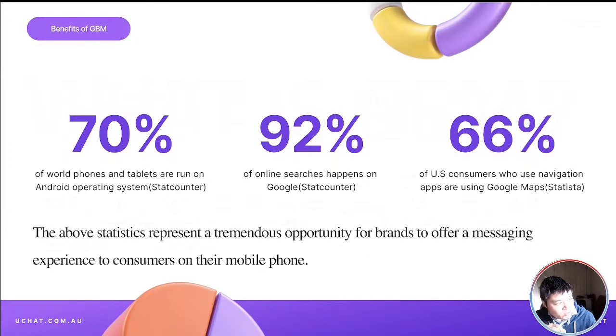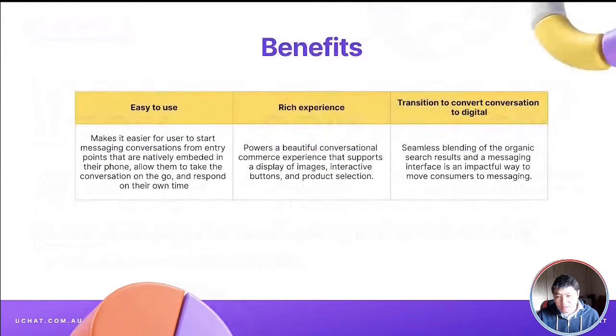And also 92% of online search happens on Google, and 66% of customers are using Google Maps. So all these channels, whether it's Android devices, searching on Google, or using Google Maps, you can reach all these customers through this new channel with UChat.